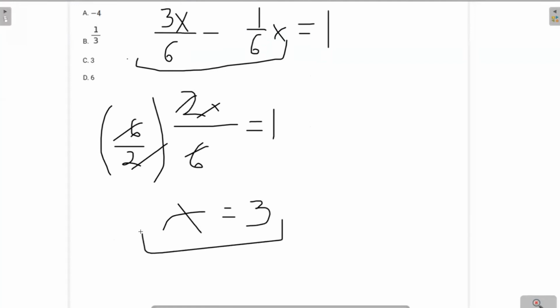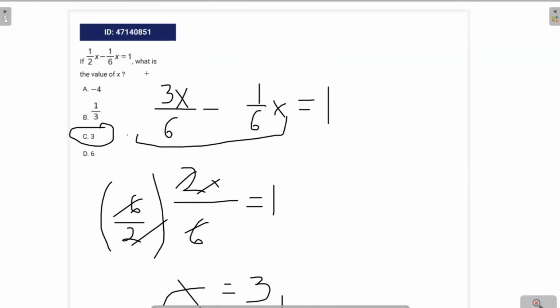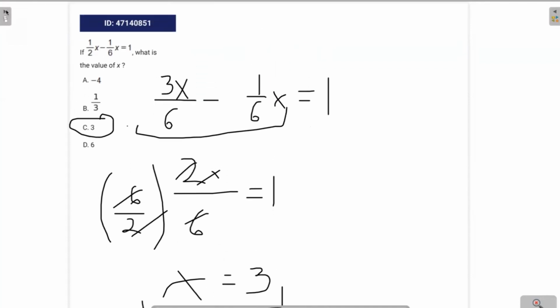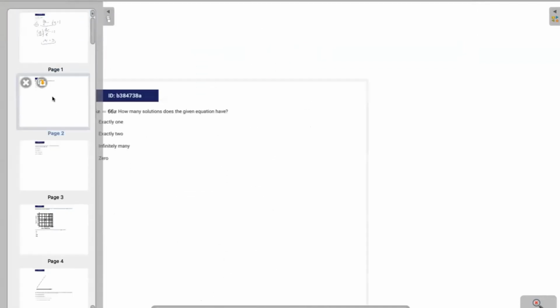So this was a more straightforward problem on the easier difficulty. It's on the lowest difficulty, but your answer should be C. And a lot of y'all said that. All right, we're going to move on to the next one.